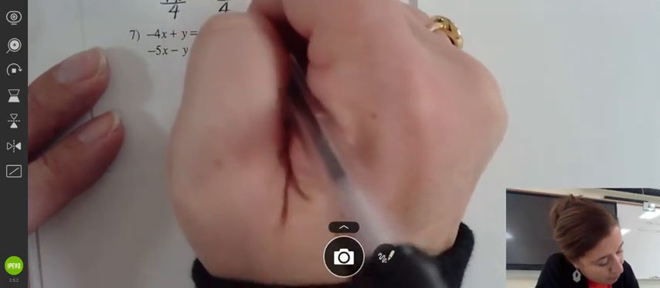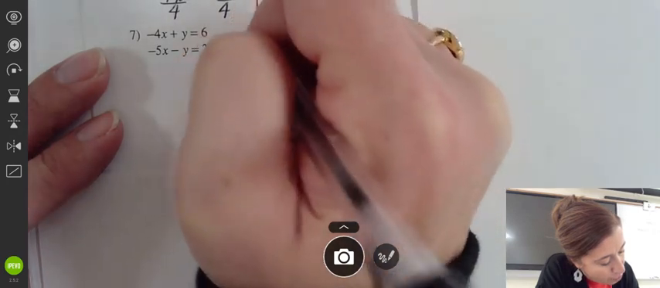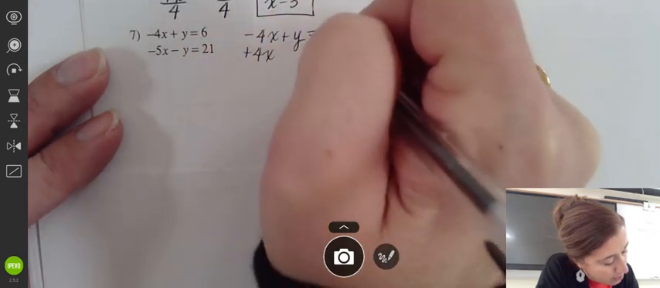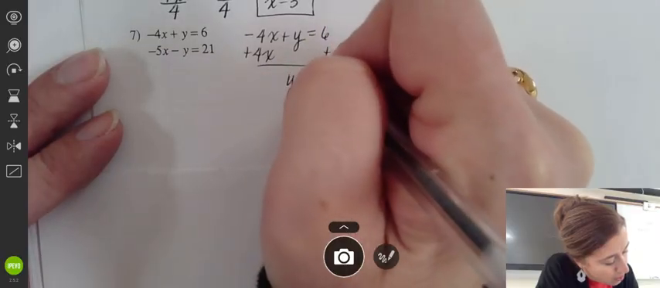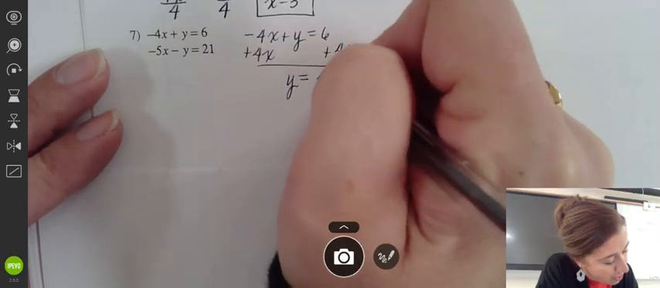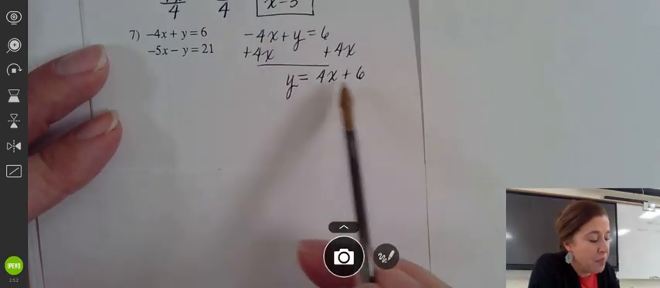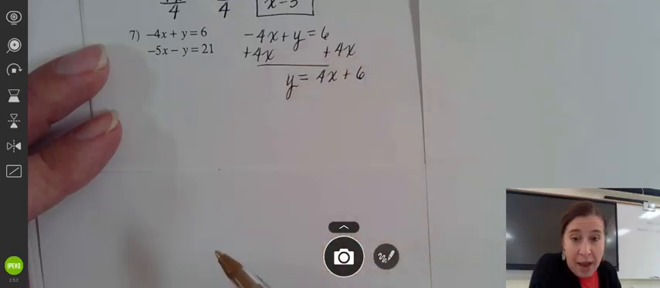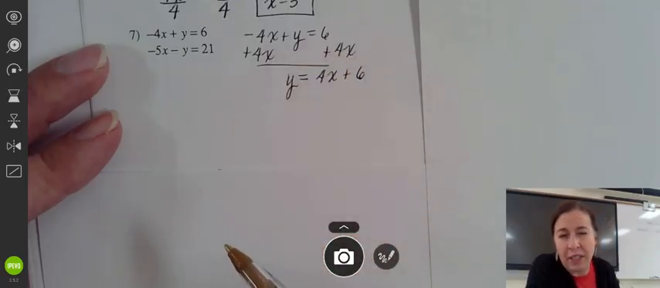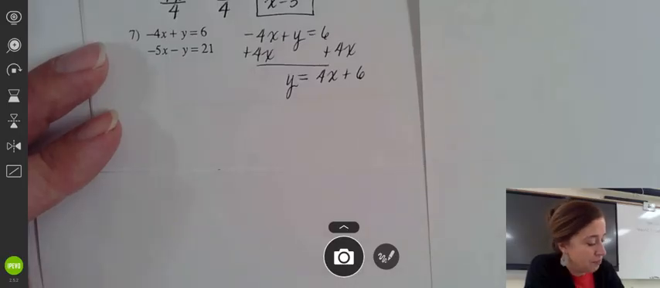Okay, so we take that first equation, we add 4x to both sides, we get y equals. Typically we're used to writing 4x plus 6 because we typically write it in slope-intercept form. In this case, you can just write it as 6 plus 4x. It doesn't matter because we're not graphing, so we're not really concerned with slope-intercept form. But it's up to you.